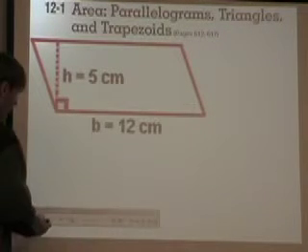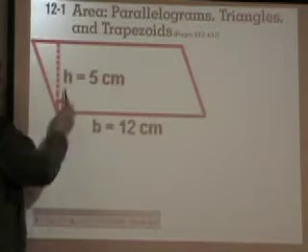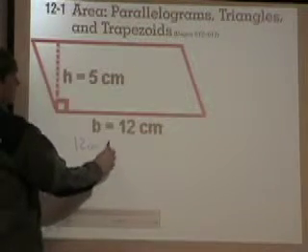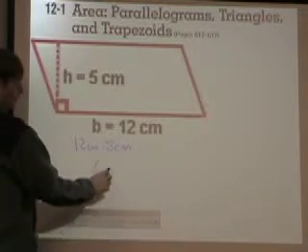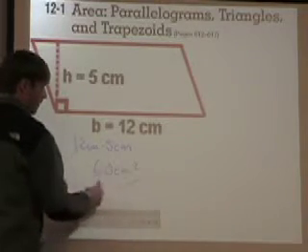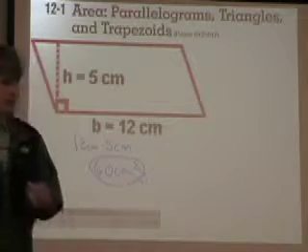So on this figure we have a parallelogram. The area is the base times the height. So I've got 12 centimeters times 5 centimeters. 12 times 5 is 60, and centimeter times centimeter is centimeter squared. So the area of the parallelogram is 60 centimeters squared. Today we learned the area of trapezoids, triangles, and parallelograms.